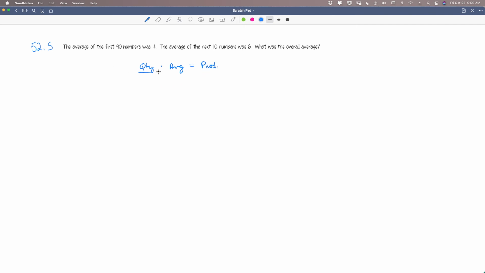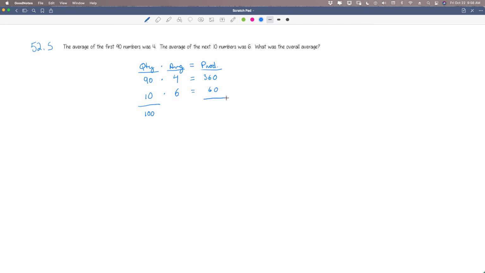So our first quantity is the first 90 numbers. So the 90 is the quantity, and the average was 4. The average of the next 10 numbers was 6. So 10 numbers was the quantity and 6 was the average. Now we can do the multiplication. 4 times 9 is 36, so that's 360. 10 times 6 is another 60. So we add the quantity together and we get 100.